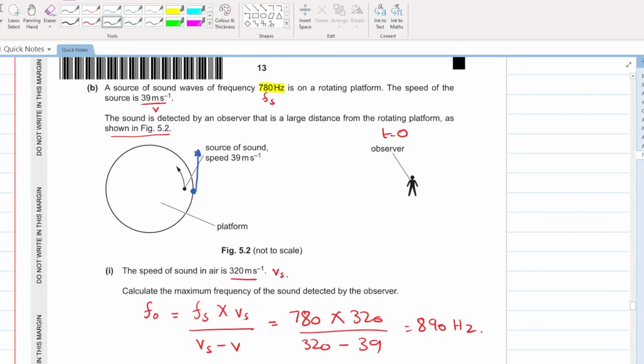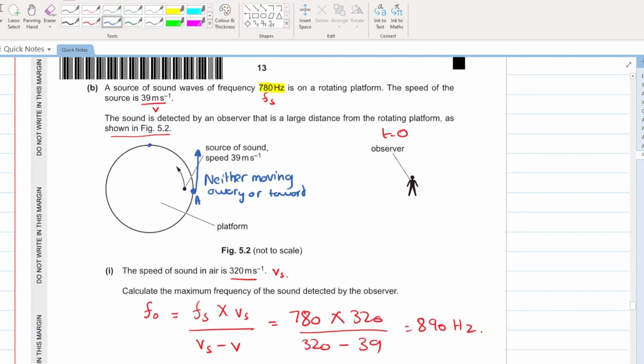Can you realize this source is neither moving away or towards this point? Let's say this is position A. At position A, the sound source is neither moving away or towards the observer.